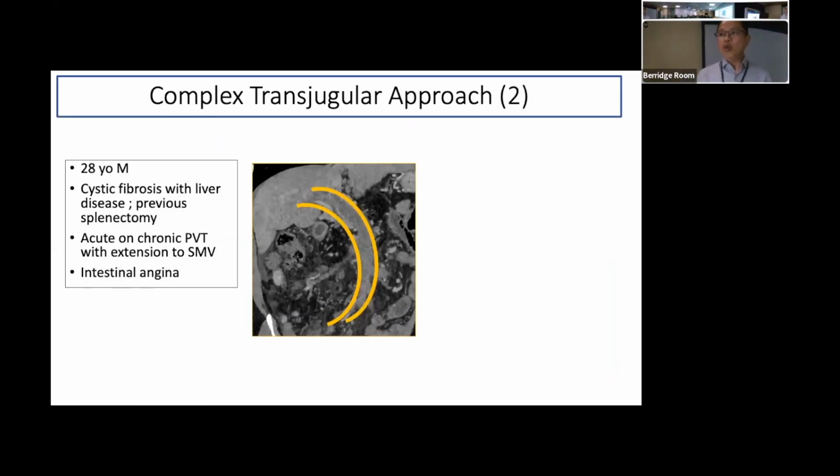Another patient with complex transjugular approach. Why did that 17-year-old get that condition? So I think he has got what we call the myeloproliferative mutation.